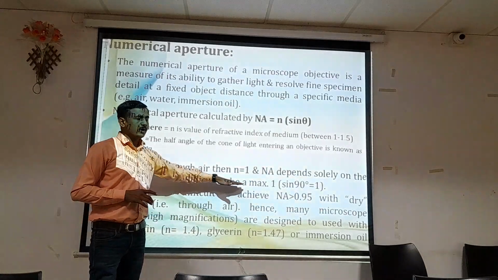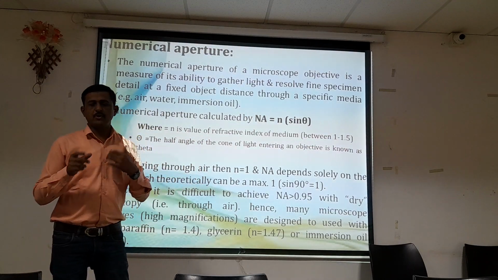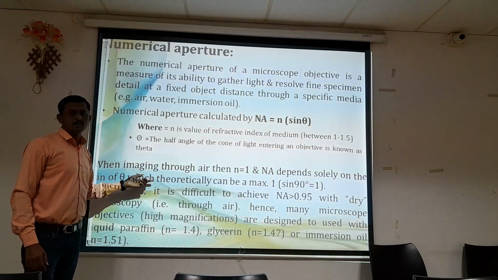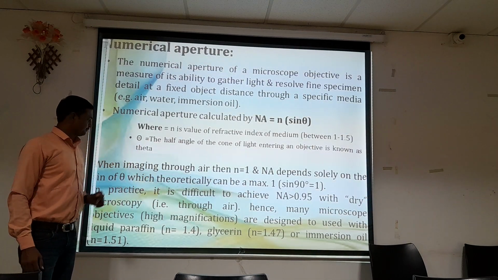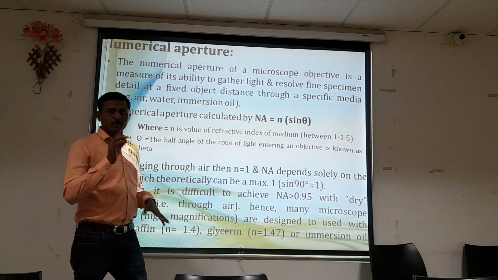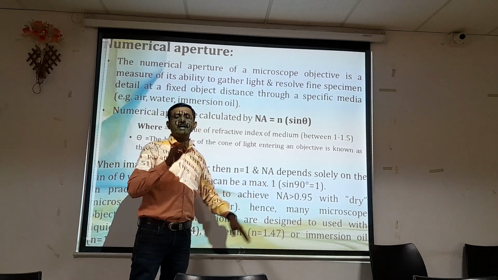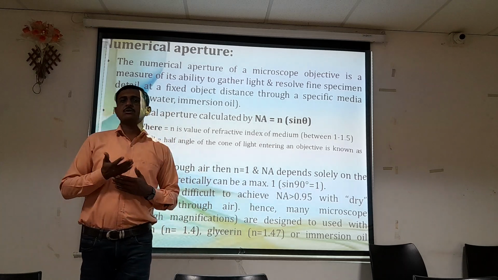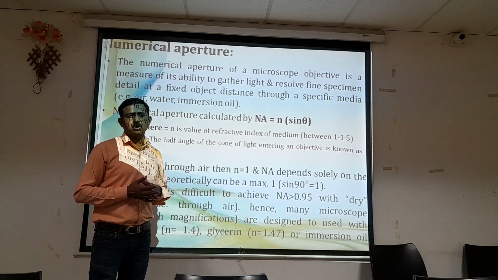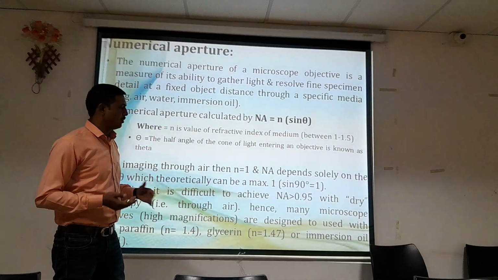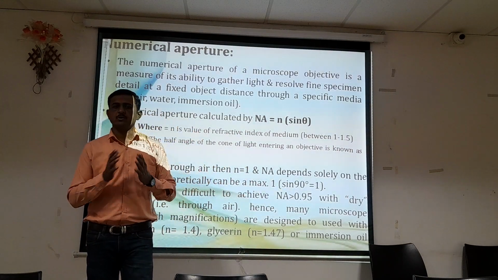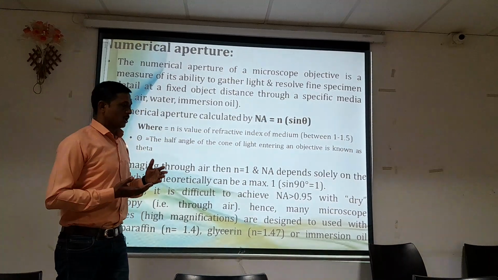So we require theta to be at least 90 degrees, so that sine 90 gives a numerical aperture value of at least 1. In practice, it is difficult to achieve a numerical aperture value greater than 0.95. When we observe our microscope in the case of air media, the highest numerical aperture value we can achieve is 0.95. More than 0.95 we could not achieve.